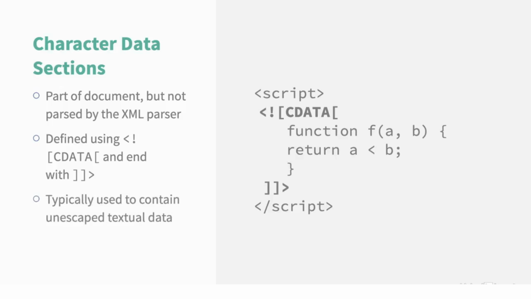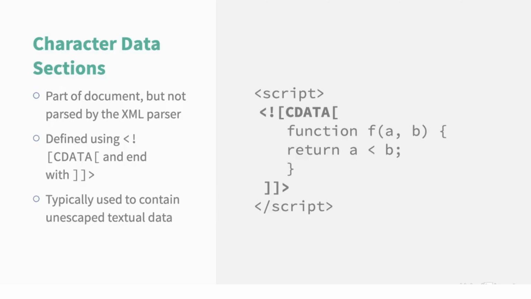They're typically used to contain unescaped text data, such as characters that aren't legal within the parsed XML. So, for example, if I had an XML document that contains a script tag, and inside that script tag I had a function, right? Normally this code would cause a problem because that return statement there with a less than b, right? That contains an angle bracket. So the parser would look at that and say, oh, an element tag is about to open up.